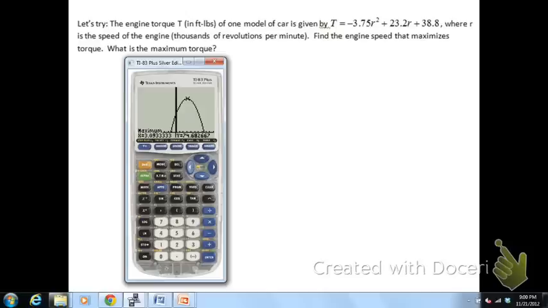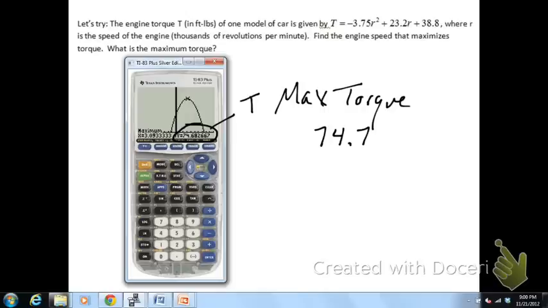Now let's identify what's going on here. Remember, y is really telling us the output, this is like my t value, so to speak, right? This is the engine torque. So the maximum torque is 74.7, let's say, foot-pounds. And the x value here tells me the engine speed.